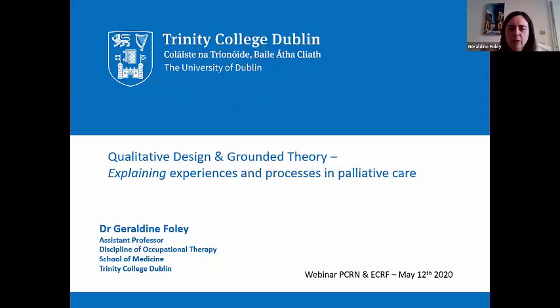So an overview of qualitative design and also touching on grounded theory in relation to its application to research in palliative care. So I think we have an hour in total, so what I'm hoping to do is probably cover the presentation in about 40 minutes, which gives us a good 20 minutes for Q&A, because I think there will be Q&A from this, and just so that the whole hour isn't dedicated towards me speaking and going through this.